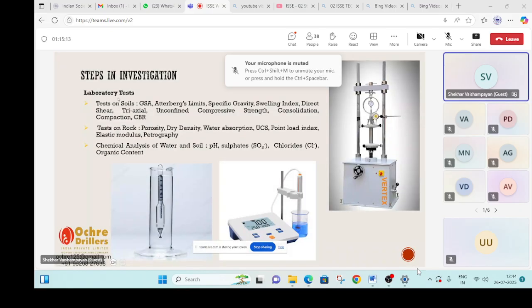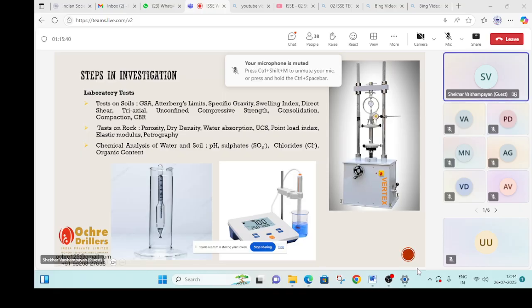So now you go to lab testing. After the field work is done, the tests on soil are grain size analysis, Atterberg limits like liquid limit, plastic limit, and so on, specific gravity, swelling index for the black cotton soils, and to determine the shear strength, direct shear and triaxial. Triaxial is the machine on the right side.